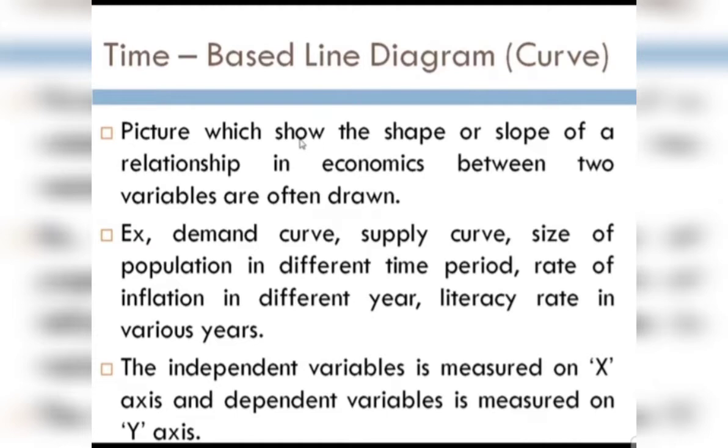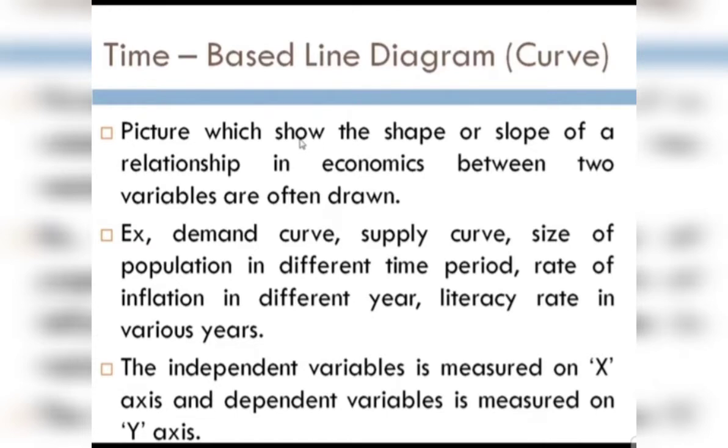You can draw these 2 variables. Size of the population you can draw in different time periods as per the years. Rate of inflation in different years, here also the same thing. And the literacy rate as per various years, that also you can show with the time based line diagram. Now the last point you can see is that the independent variable is measured on the x-axis, which we have already done. What you will mention on the x-axis is the independent variable. You can mention the country, months, years, etc.